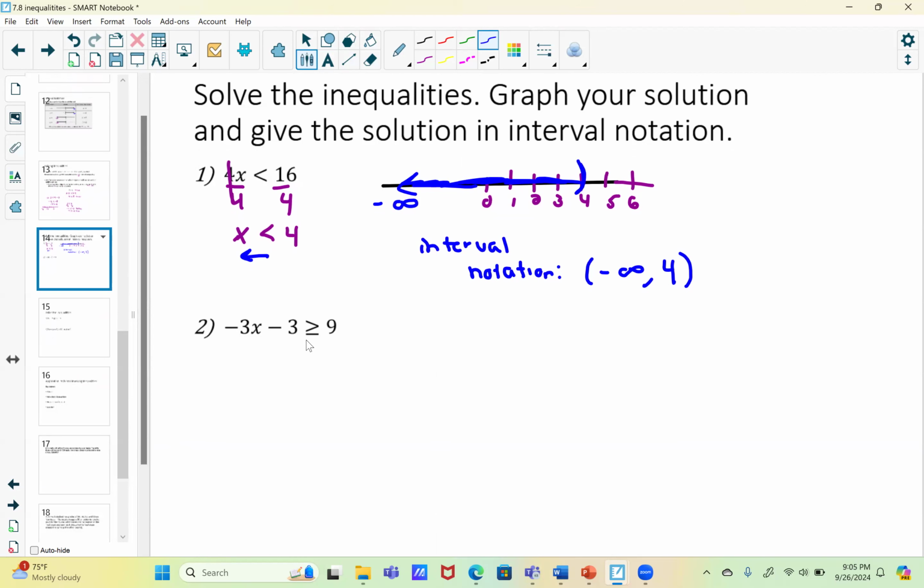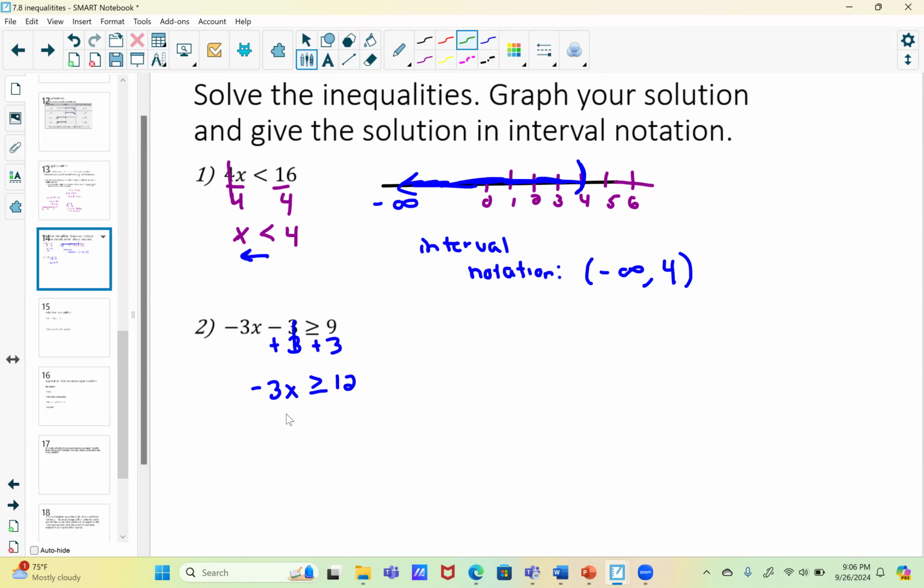Okay, so we have -3x minus 3 is greater than or equal to 9. So we're going to do the steps. We're going to add 3 to both sides. These cancel, 9 plus 3 is 12. And then the next step is we would divide both sides by -3.